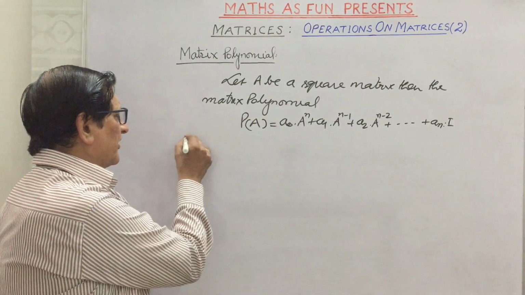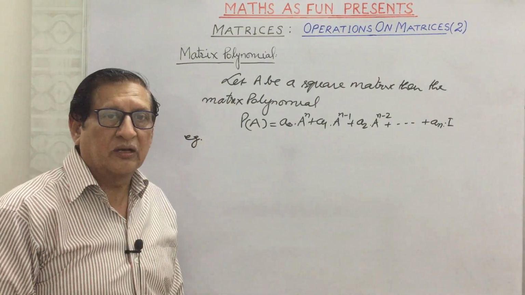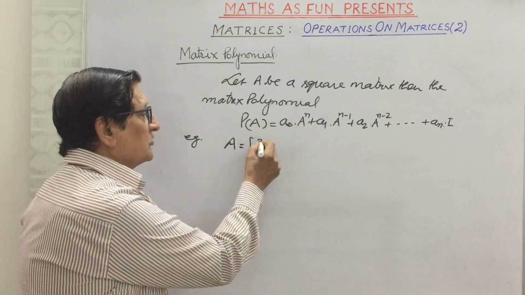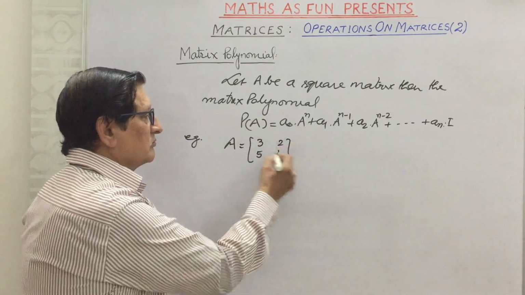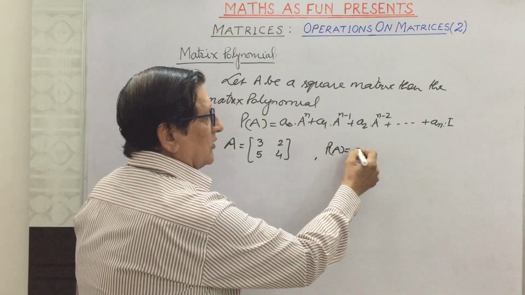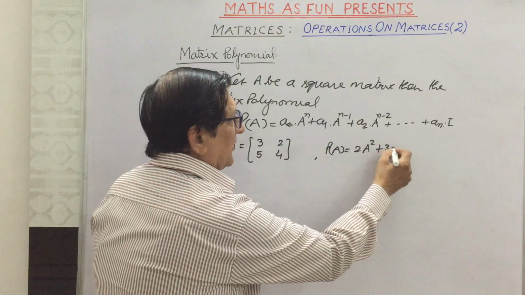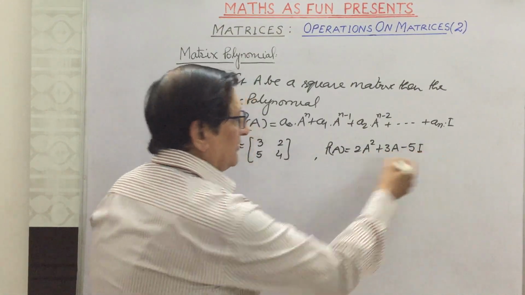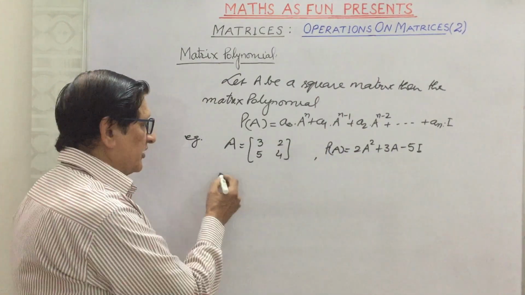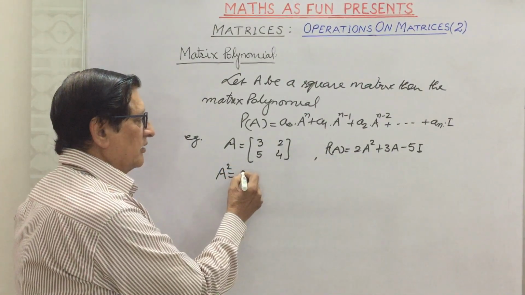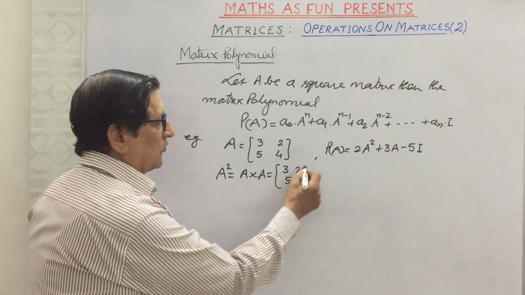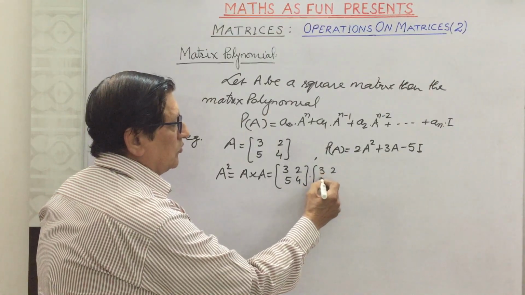Let's take one example to find out the value of a polynomial. Suppose we have been given A as the matrix [3, 2; 5, 4], and we have been given a polynomial P(A) that is equal to 2A square plus 3A minus 5I. To find P(A), first we have to find out A square. So we write A square is A into A, that is equal to [3, 2; 5, 4] into [3, 2; 5, 4].